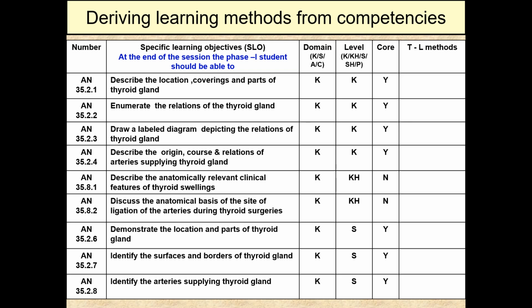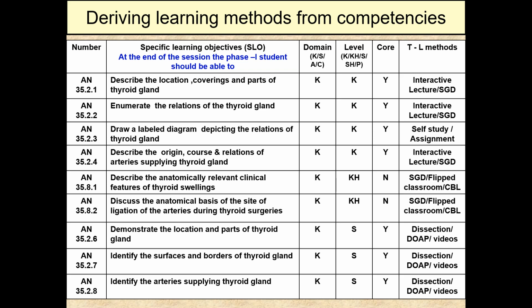Then I have made 3 SLOs pertaining to demonstration and identification, that is in the shows category. The level is showing. The student should show, demonstrate, identify. So like that, I have made the SLOs from those competencies. Now, how am I going to derive a teaching learning method?